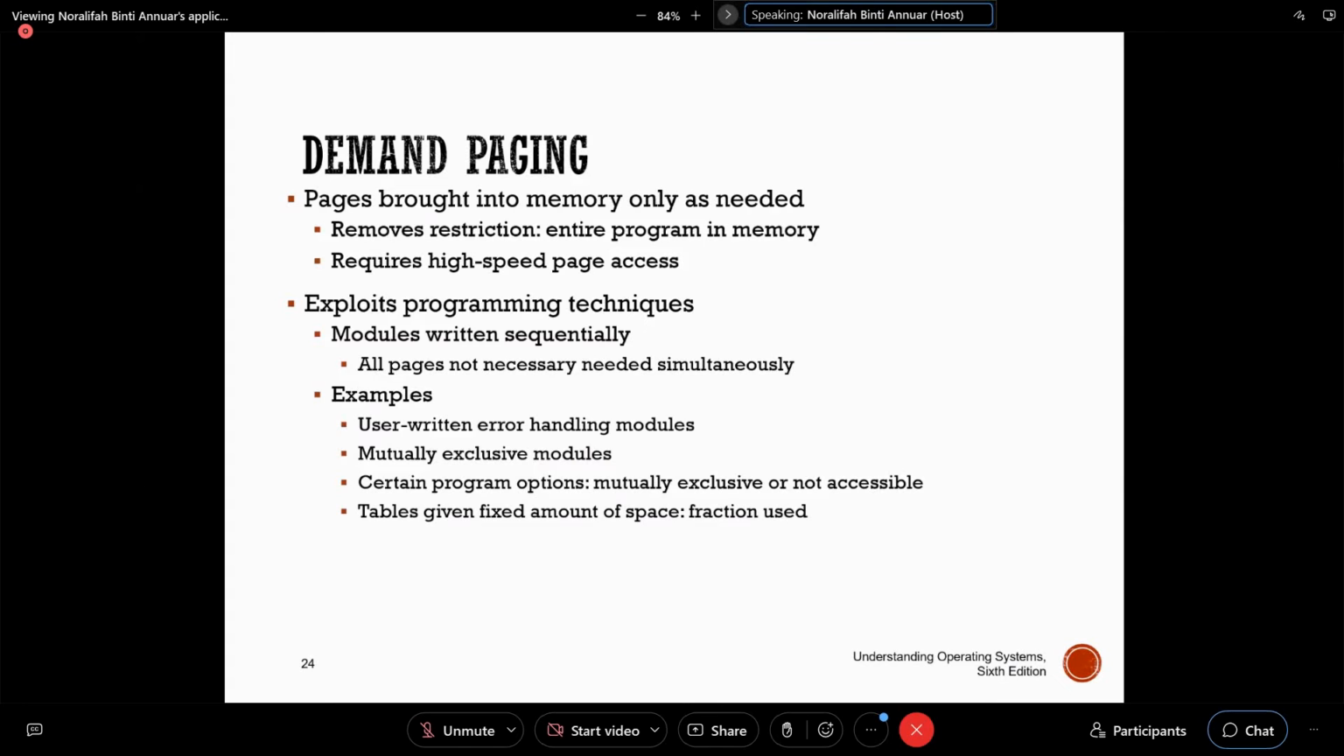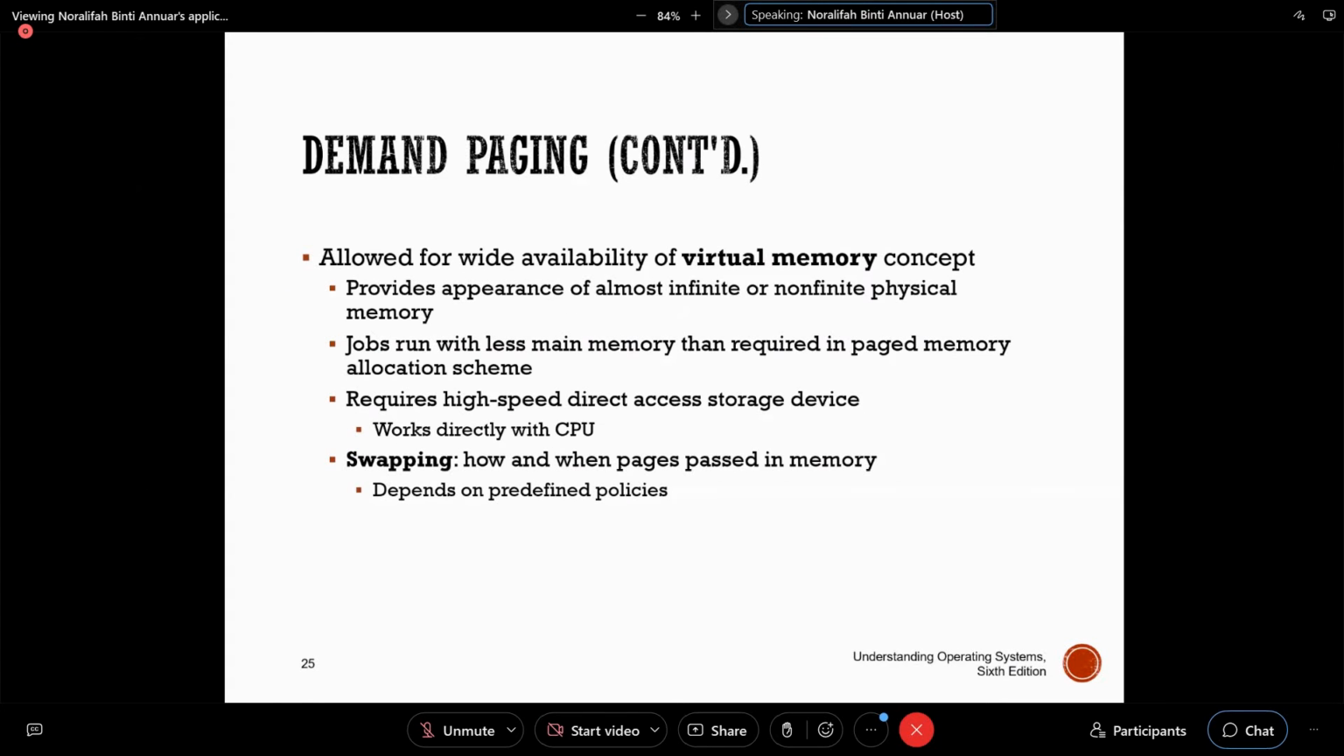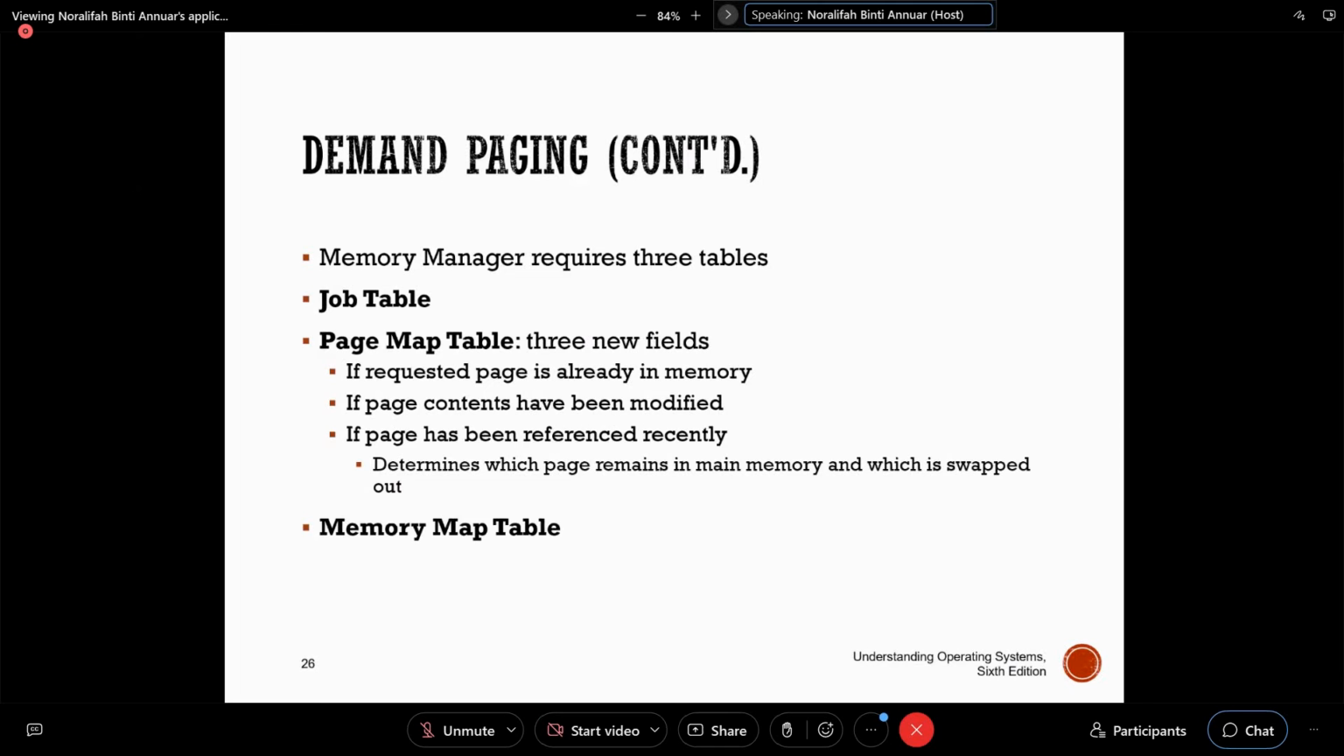Okay, mutual exclusive. Tak payahlah ni. Saya nak tunjuk contoh je. Okay, still have three tables. Job table, PMT and memory map table, same as page memory allocation. Dia ada 3 table ni juga. Tapi dalam PMT dia ada tambahan sedikit. Dalam PMT ada few additions to the tables.